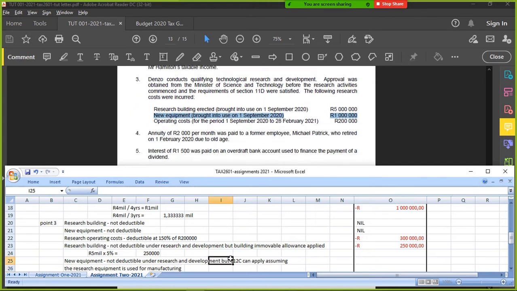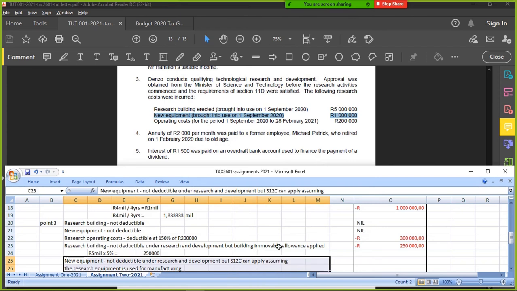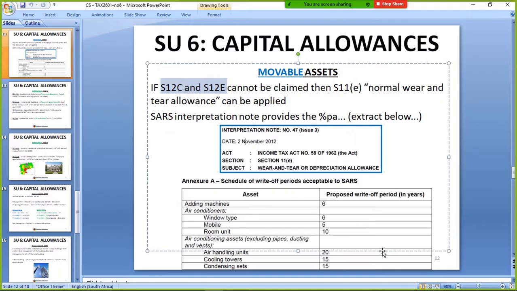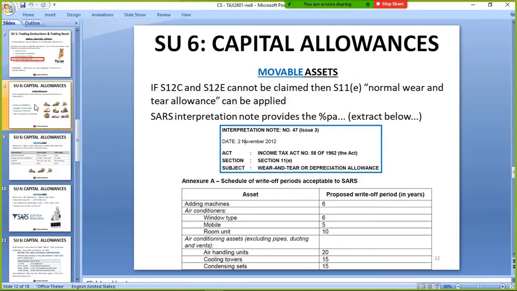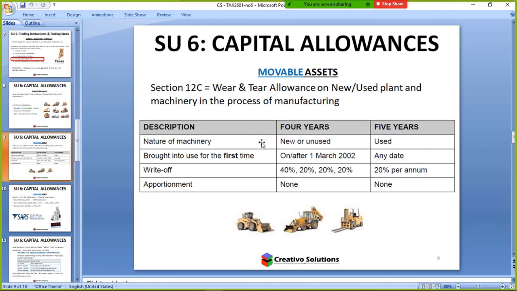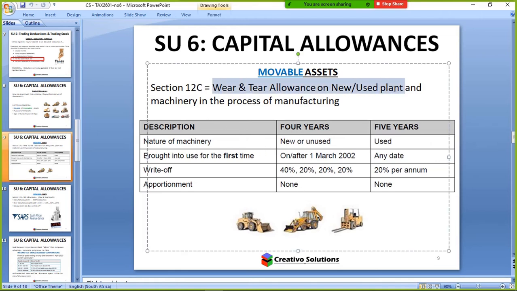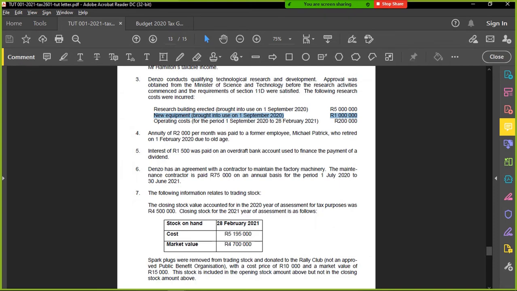Okay, so I'm going to assume that it is for manufacturing. Then I can use section 12C. Then I'm going to be using this: wear and tear allowances on new or used equipment for the process of manufacturing. Was this new or used? New. Yes, this was new. So we've got R1,000,000 new.